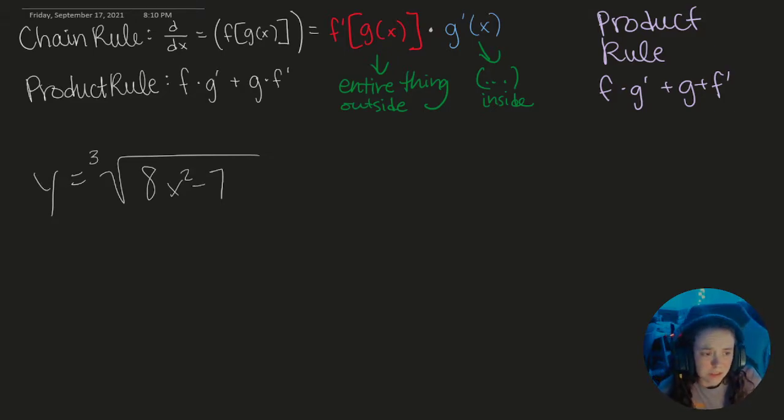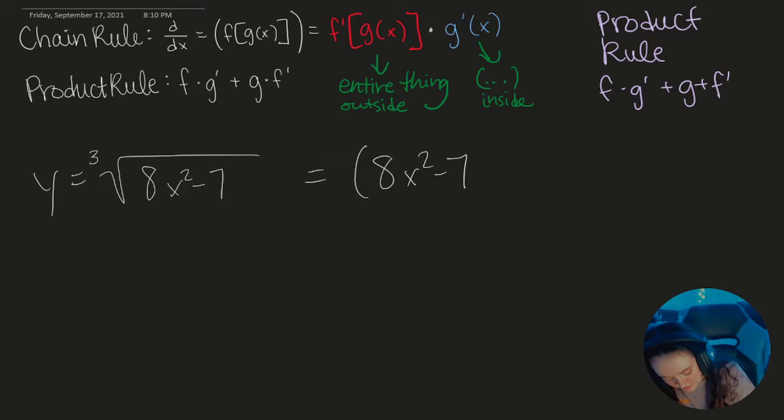So first of all, that's not very pretty. We have to change that. So that changes into y equals parentheses 8x squared minus 7 to the 1/3 power. If it was just the square root, it would be the 1/2 power. Okay, so then this is just back into chain rule. Okay, so our first is going to be this, and our second is going to be this.